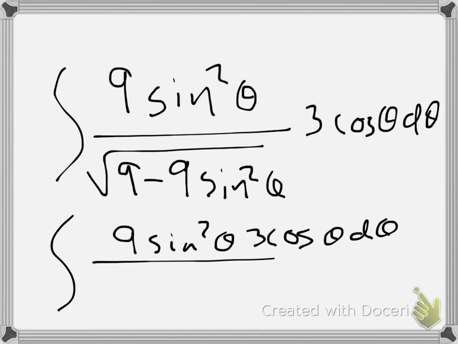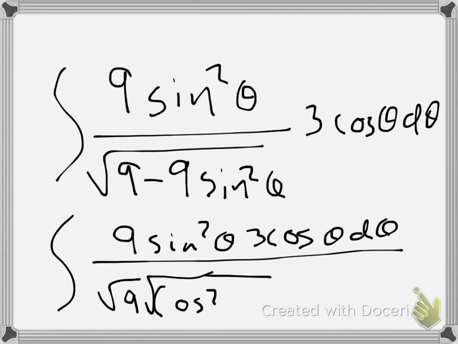The bottom, if I pull the 9 out, I can square root it separately, right? And the rest is going to be cosine squared theta. You're going to end up with a 1 minus sine squared. Right? Do I need to put in steps in the middle, or are you guys okay with that? Okay, so square root of 9 is 3. And cosine squared square rooted should cancel with cosine, right? Okay, so you should end up with 9 sine squared.